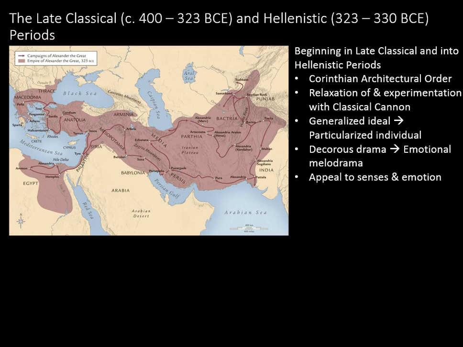canon. So a couple of things that we're going to see is that the idea of this generalized ideal figure, that sort of canon of idealized features that we pointed out at the end of last class, are going to sort of subside, and they will become more particular, more individualized. The sort of decorous or stately kind of drama that happens in classical periods will give way to a much more emotional, dramatic presentation of human emotion. And this all sort of goes hand in hand with this appeal to the senses and emotion that will happen in late classical art. So we will see some of that as we move through.